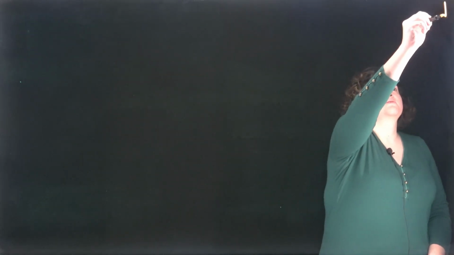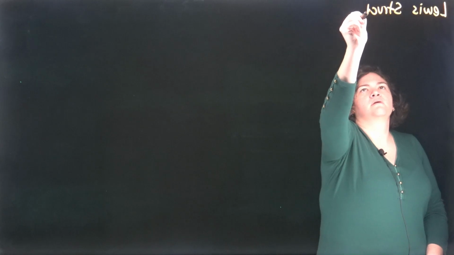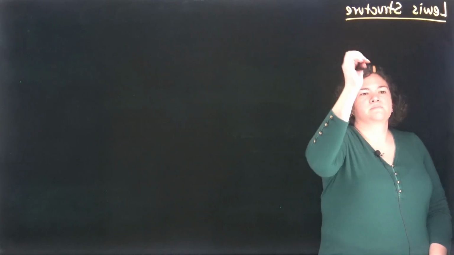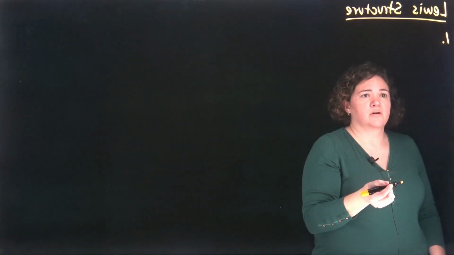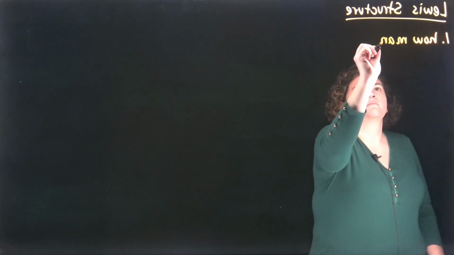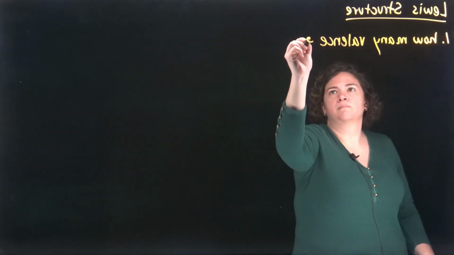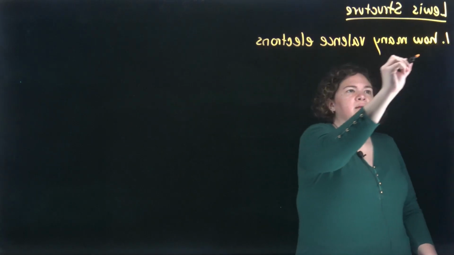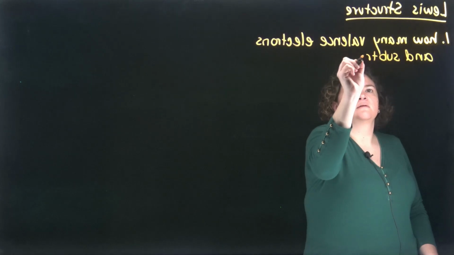Now let's look at the Lewis structure of molecules. To start, you want to know how many valence electrons there are. And subtract any charge.